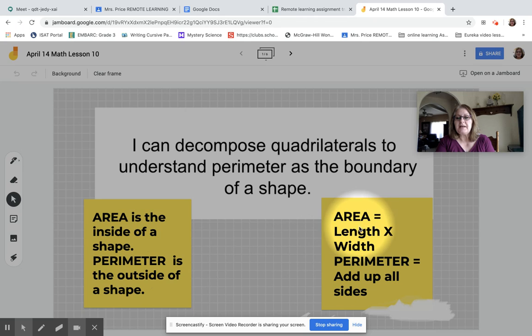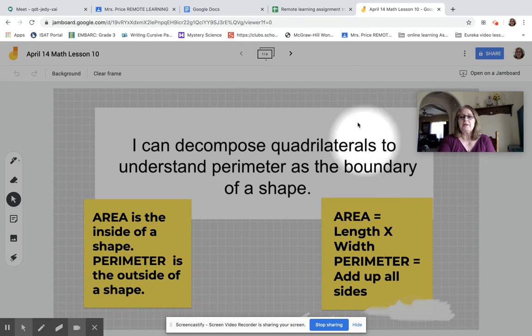To find area, you do length times width, and for perimeter, add up all sides. So if we were in our classroom, I would do this. Add up all sides. Area, you do length times width. That's the formula for finding area, and this is the formula for finding perimeter. Remember, perimeter is the outside of the shape, or the boundary of a shape.